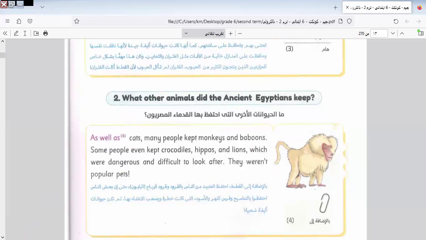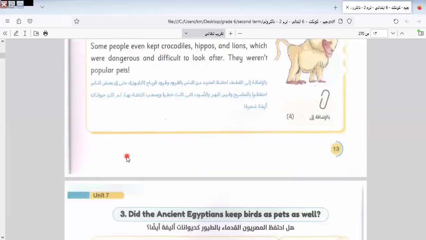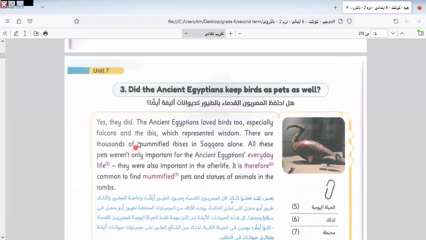Let's go to another item in this part. What other animals did the ancient Egyptians keep? As well as cats, many people kept monkeys and baboons. This is a kind of monkey. Some people even kept crocodiles, hippos, and lions, which were dangerous and difficult to look after. They weren't popular pets.